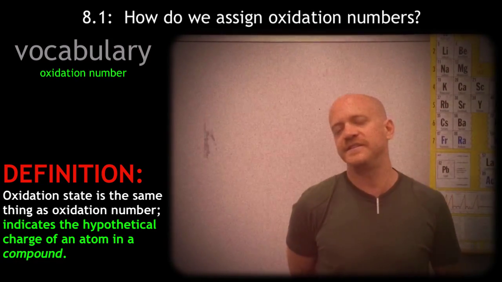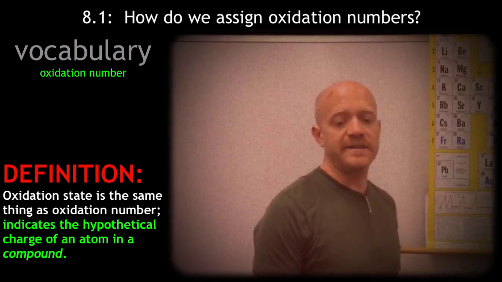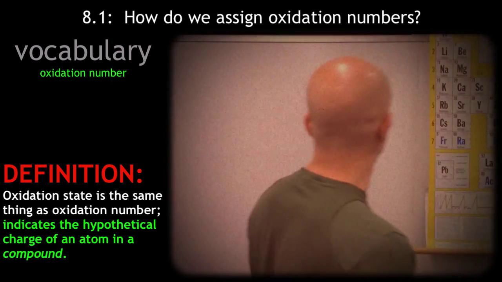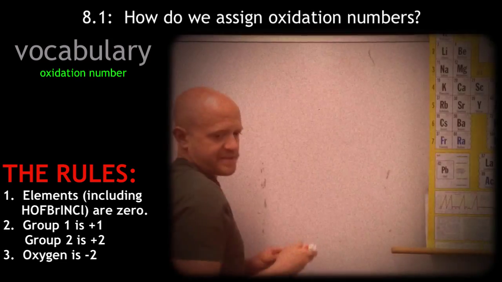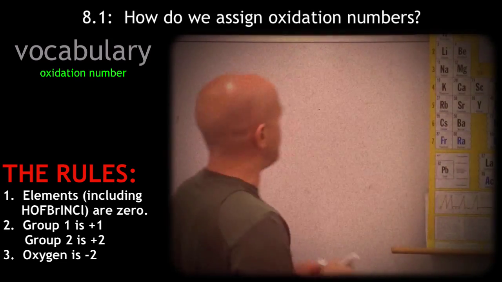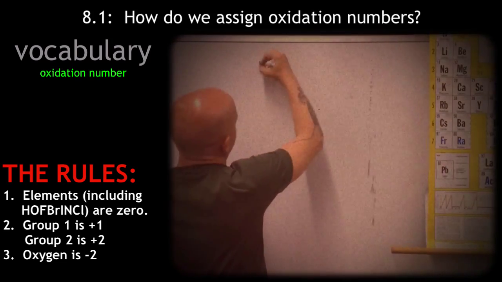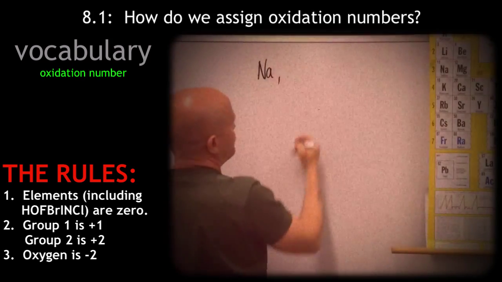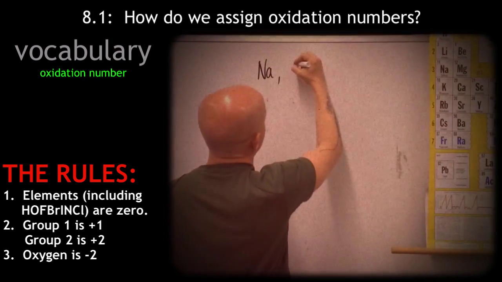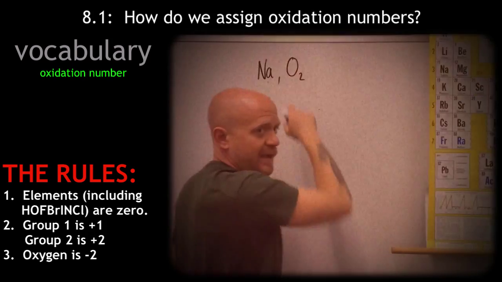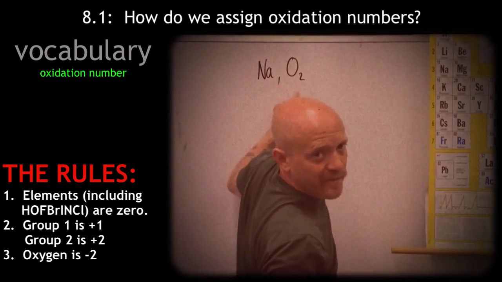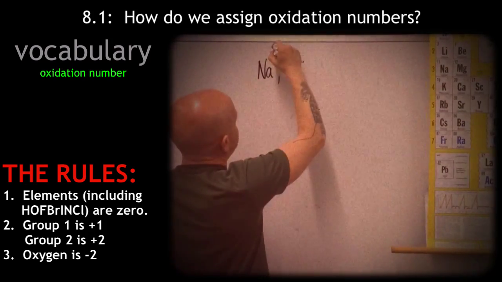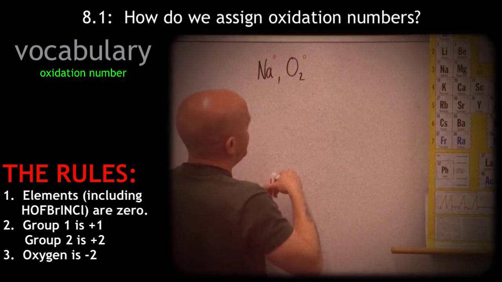Now, before you start determining how to assign oxidation states, you need to figure out a couple of rules. First of all, elements are always zero. An example of an element is elemental sodium. Oxygen, even though it's O2, is still an element. So this oxidation state is zero, and this oxidation state is zero.